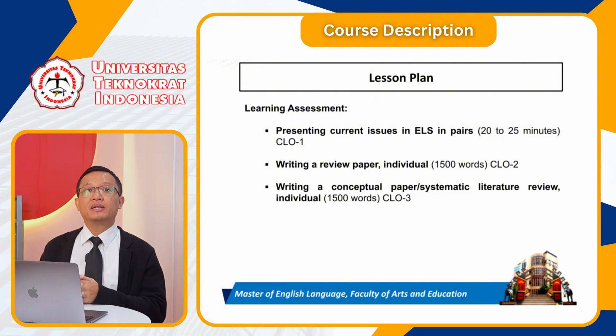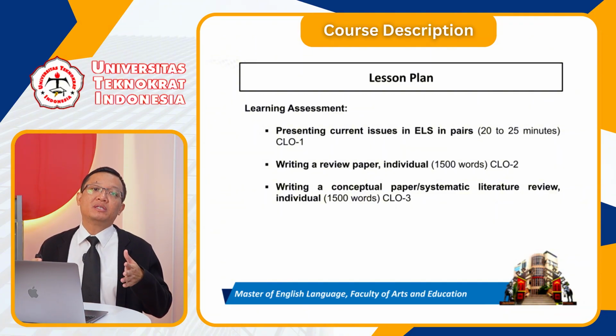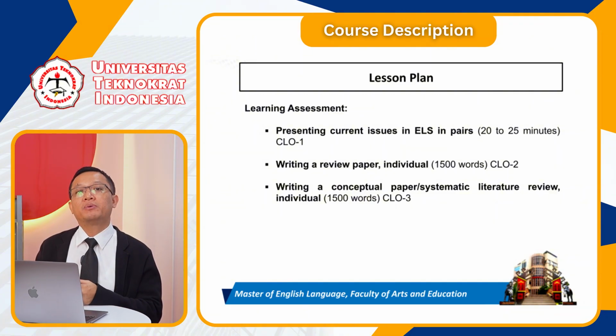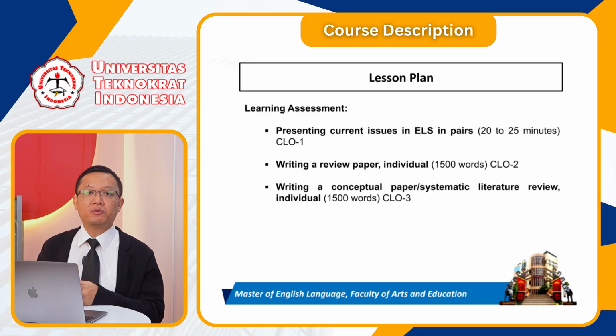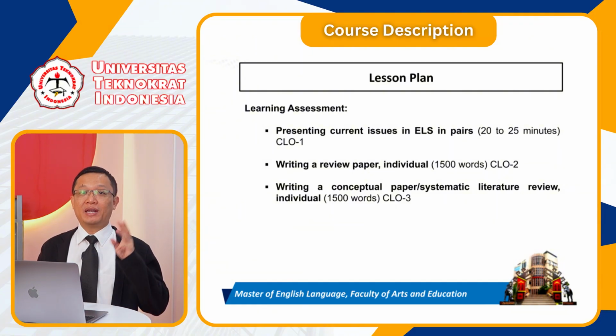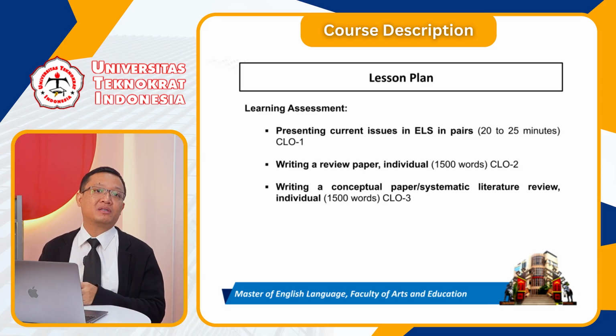And then the last one, you will write a conceptual paper or a systematic literature review paper. This is also individual. So ensure it also is approximately 1,500 words, or 1,000 until 2,000 words will be all right. So that's our assessment number 3 or CLO number 3. So I hope that everything is clear for you in the beginning of the semester.